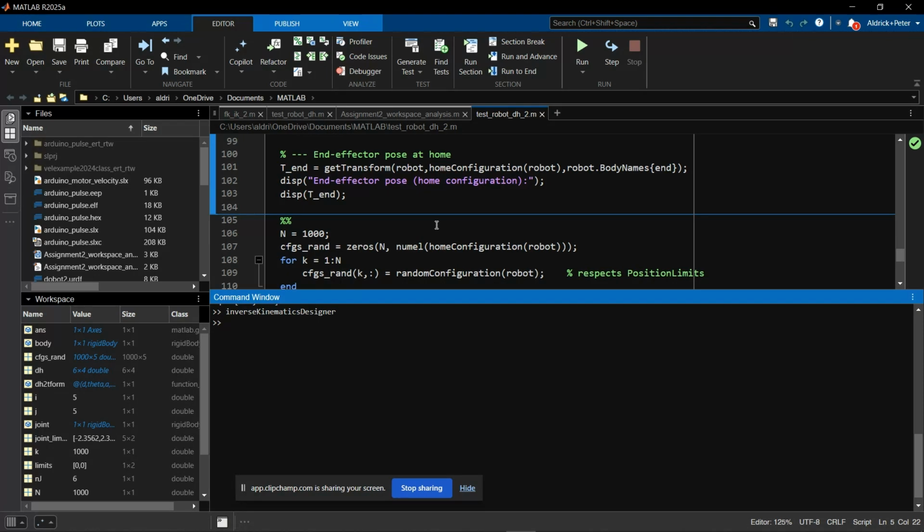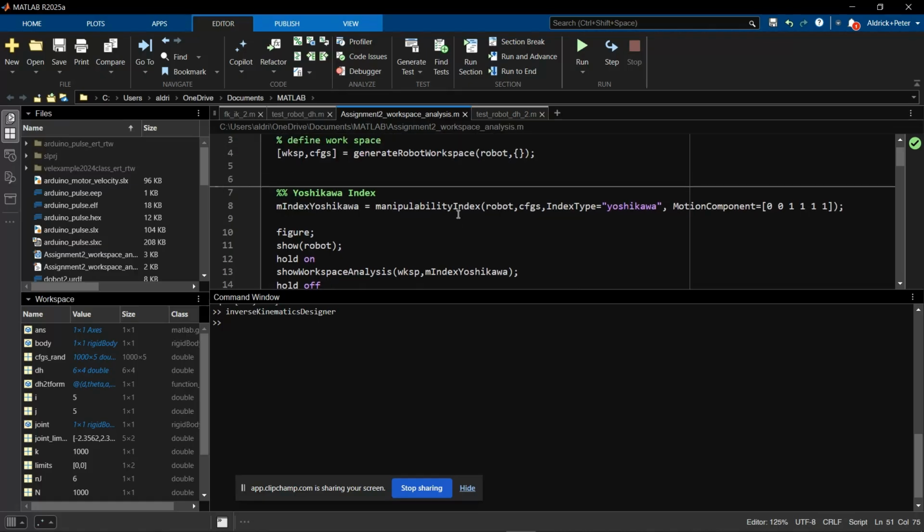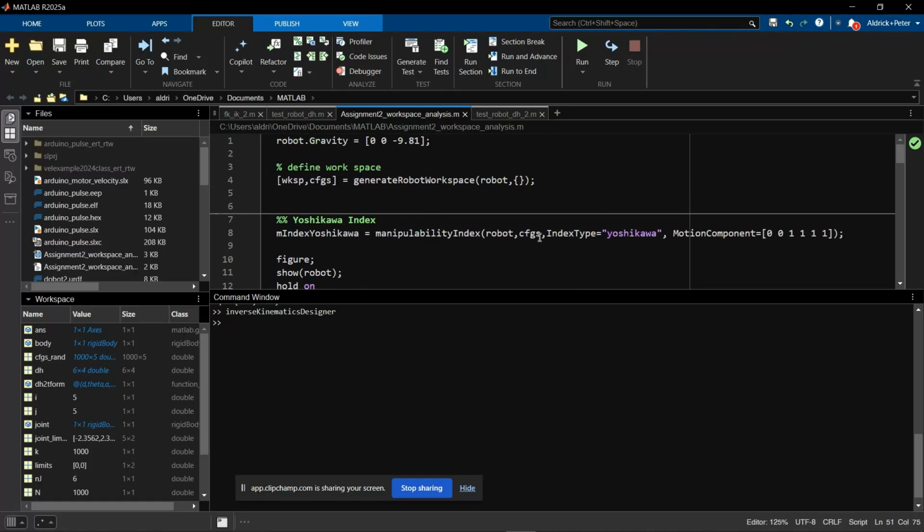So, what is the next part of this assignment? The next part is the workspace analysis and also the manipulability index.